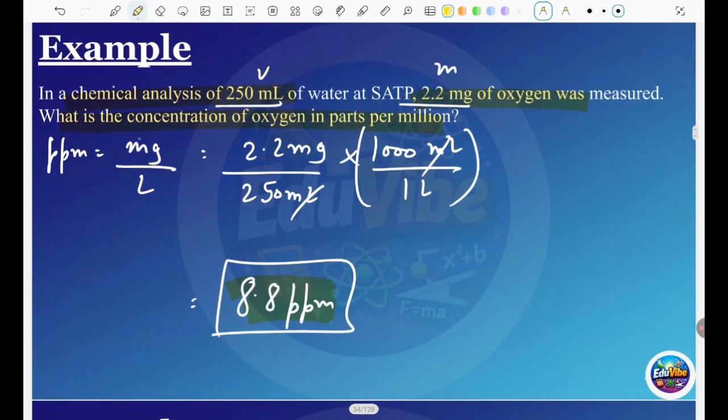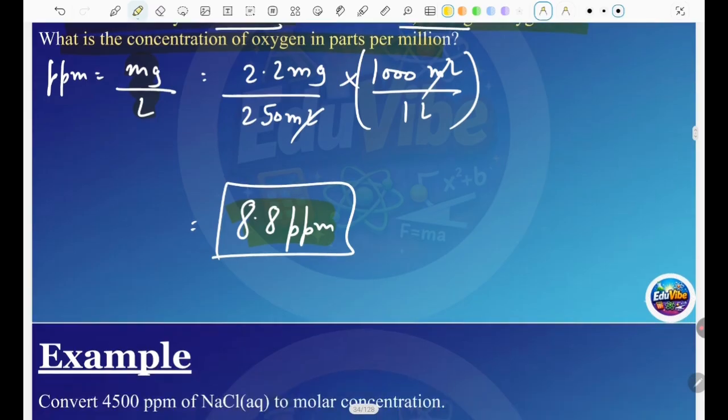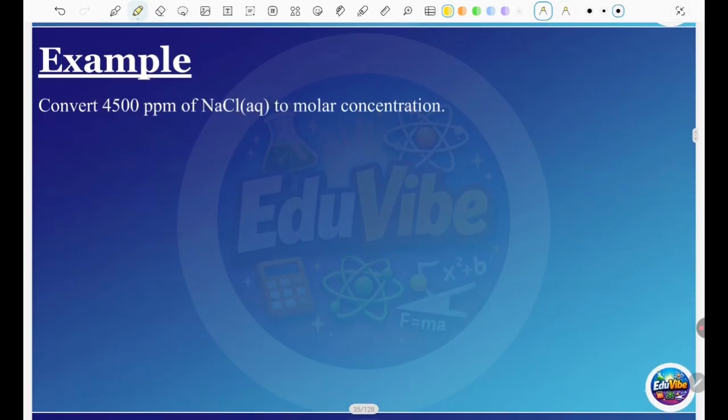So you have to take care of the units. This next question is again the conversion question we did in the percent concentration. You have to watch the percent concentration lesson, because that lesson is very important for this lesson. Convert 4500 ppm of NaCl aqueous to the molar concentration.